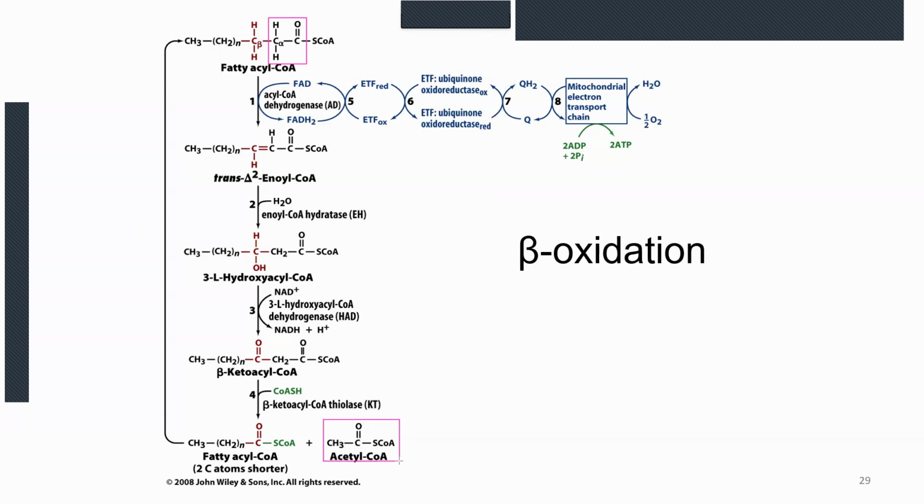Acetyl-CoA is a compound that's a methyl group plus a carbonyl carbon plus coenzyme A. So our goal and our objective is to make that acetyl-CoA. That's the way that I always think about this kind of math and accounting: our fatty acyl-CoA has a certain length, and we're going to pluck off 2 carbons at a time. There's basically 4 steps. The 4 steps start with acyl-CoA dehydrogenase.